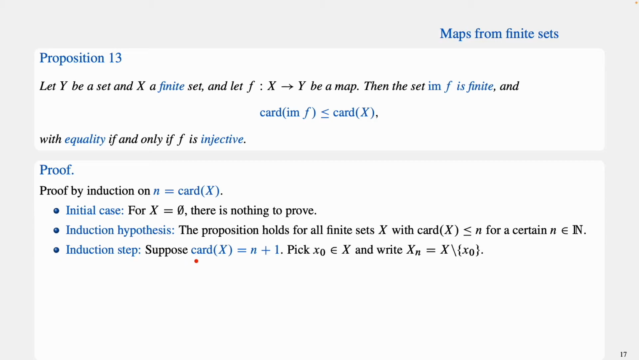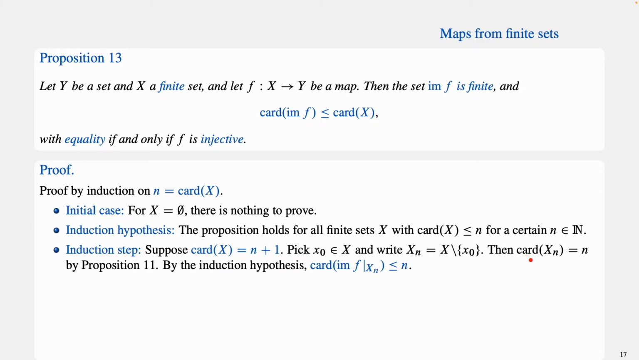Now, for the induction step, we consider a set x with cardinality n plus 1. And we pick one element x0 in x, and we look at its complement, which I call xn. So this is x without the element x0. Then, by proposition 11, the cardinality of xn equals n, because x has cardinality n plus 1, we take one element away, so the set with x0 in it and the set xn are disjoint, so their cardinalities add up to n plus 1. And because this has one element, xn must have cardinality n.